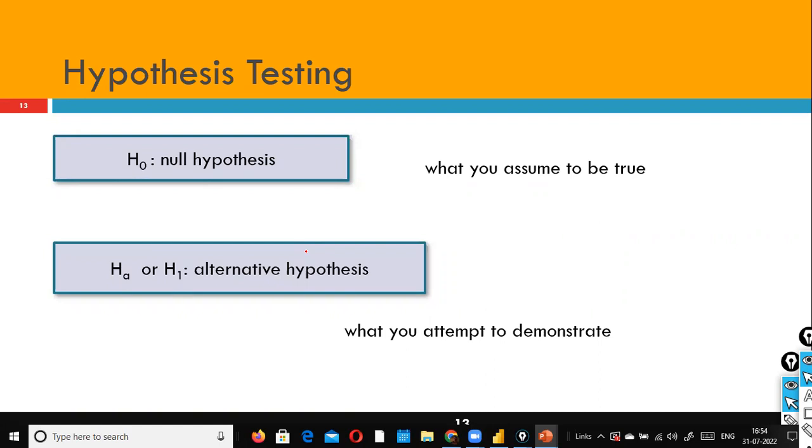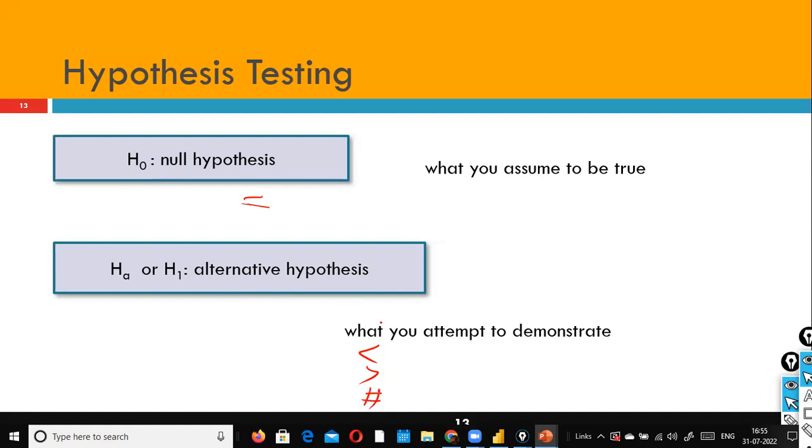We use the H sub 0 notation to define the null hypothesis. The null hypothesis is nothing but what you assume to be true. It usually always uses an equal sign. A hypothesis of equality. Remember this. The alternative hypothesis is what you attempt to demonstrate, what you want to test. It is usually an inequality. It should be less than, or greater than, or not equal to.